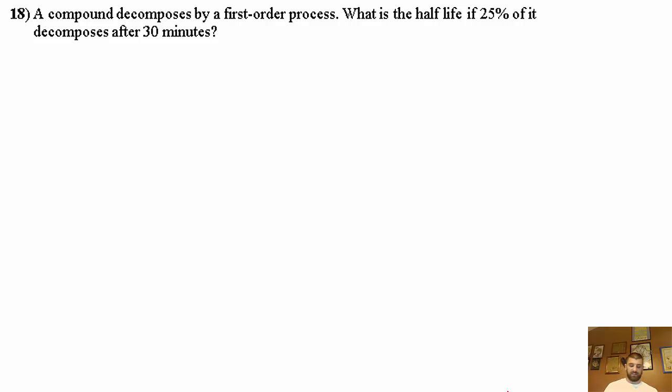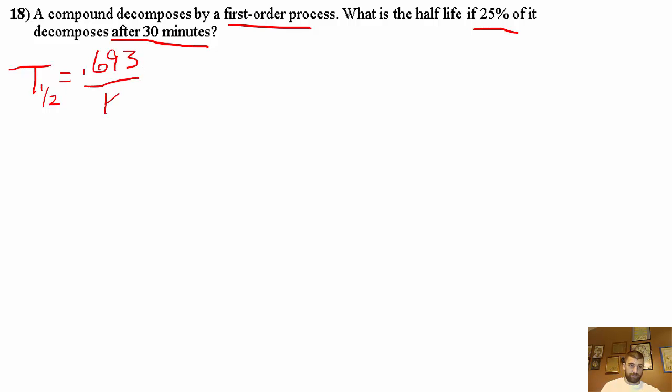18 says a compound decomposes by a first order process. What is the half-life if 25% of it decomposes after 30 minutes? All right, so you can use a little cheat. If you can remember this for the first order reaction: t1/2 equals 0.693 over k. But it doesn't tell us k, does it? So what are we going to have to do?